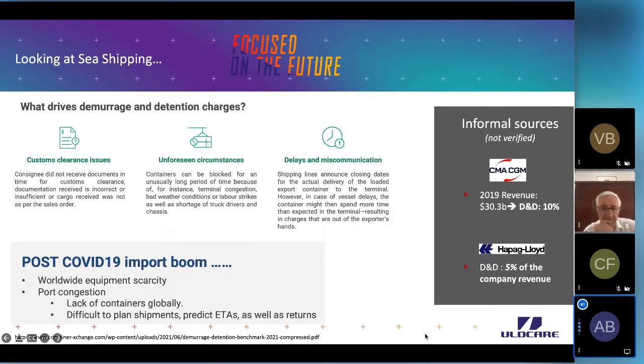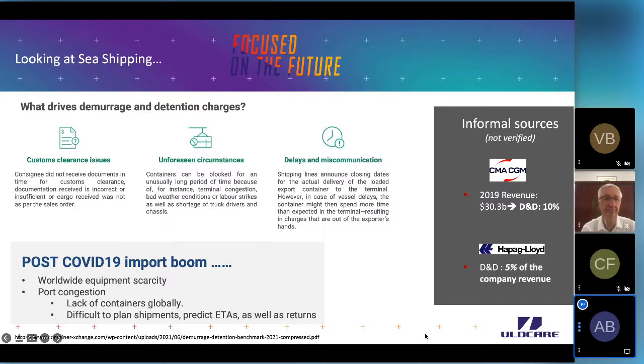Well, interestingly, a quick focus on post-COVID, let's say as of 2021, when you got the boom of imports and exports. What to say here is that it really led to worldwide equipment scarcity, port congestion, and a lack of containers globally, making it difficult to plan shipments, predict ETA, returns, and everything. So a lot of circumstances apply to the application of DND, demurrage and detention charges.